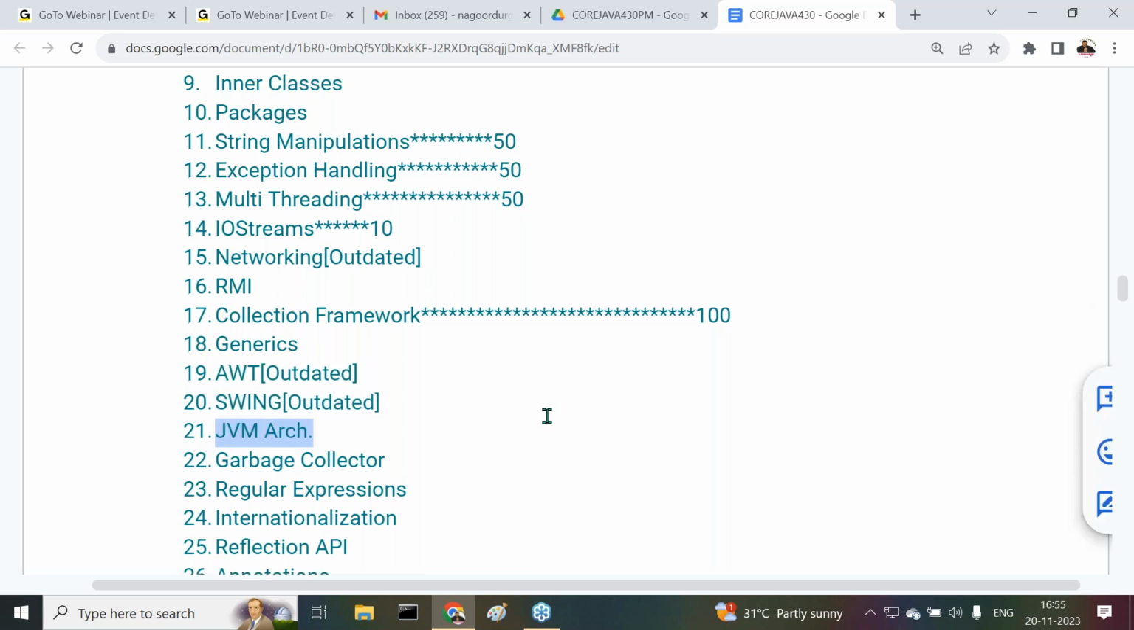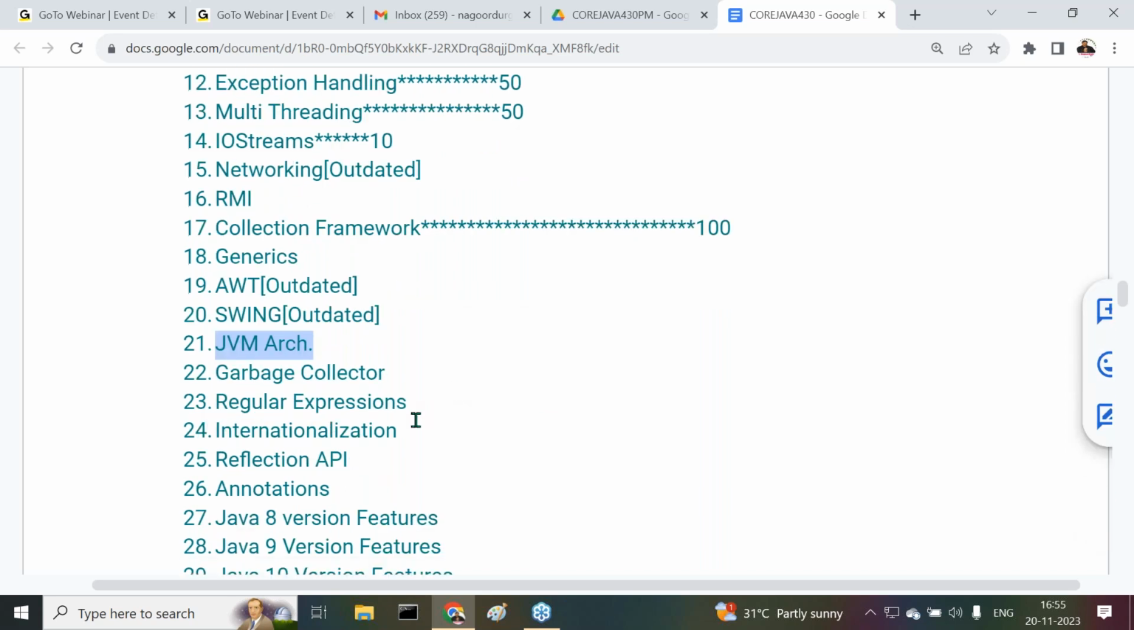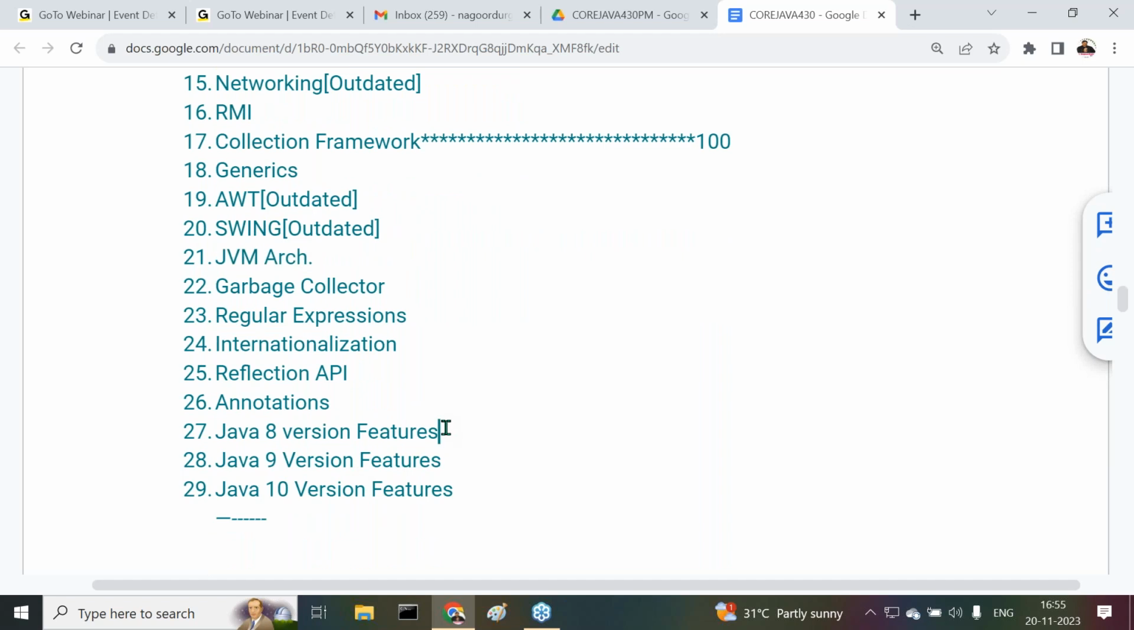JVM architecture is okay. Garbage collector, regular expressions, and internationalization, all these concepts. The next important topic is the Java 8 version, where we can provide 50 stars. Inside this, the lambda expressions topic is available: functional interfaces, lambda expressions, and the stream API as another topic. These are very important. We need to understand these concepts effectively.